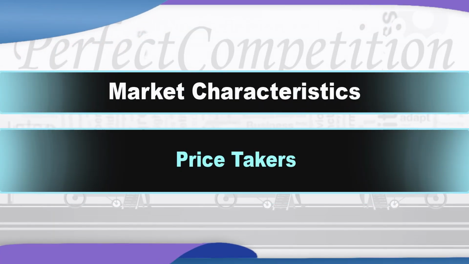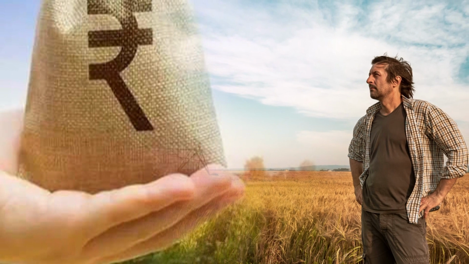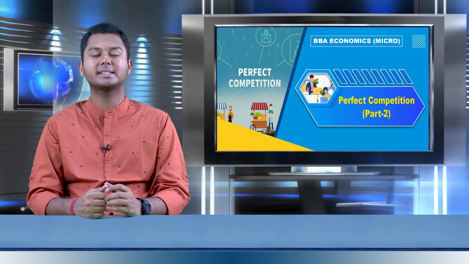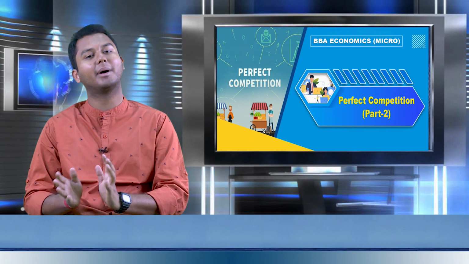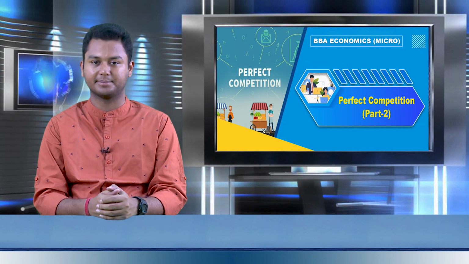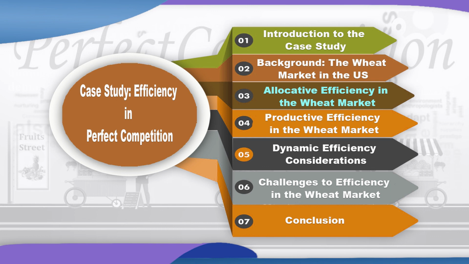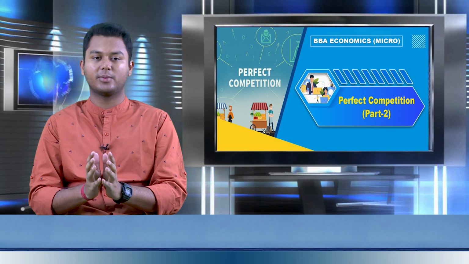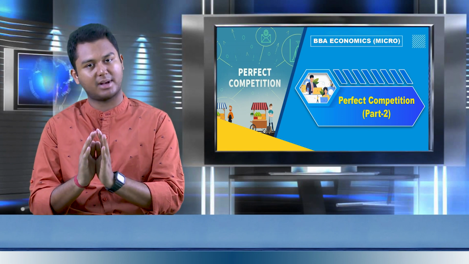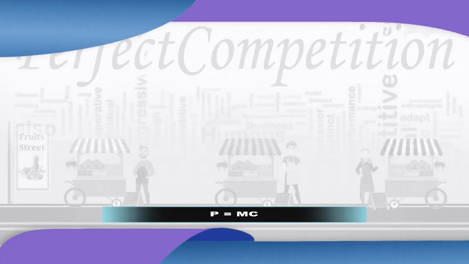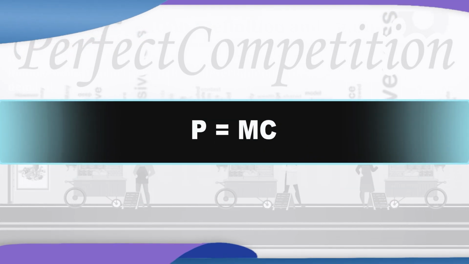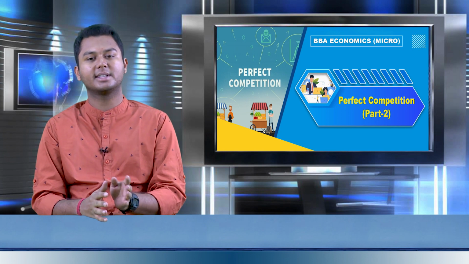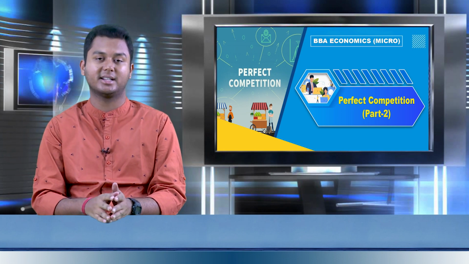Next is price takers. Farmers are price takers, accepting the market price for wheat as given. The market price is determined by global supply and demand conditions and they can't influence it. Now looking at the allocative efficiency in the wheat market. Allocative efficiency once again occurs when the price of a good equals the marginal cost of producing it. Mathematically, P equals MC. This ensures that resources are allocated to produce the goods and services that are most valued by the consumers.